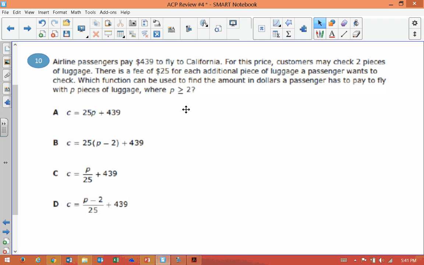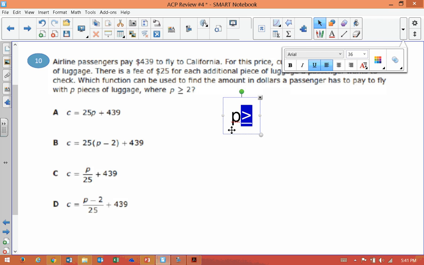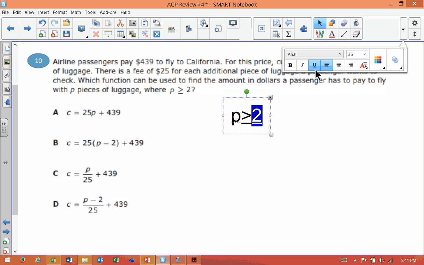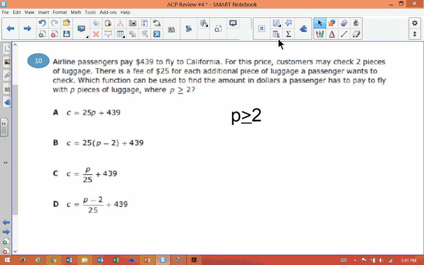Let's look at the values of P. Again, they tell us that P is greater than or equal to 2, and P represents the number of pieces of luggage. So let's actually make a table, and just look at a couple of values for P. That's going to help us sort out what we should be charged. All right, so I didn't want that 2 to be underlined. Got a little crazy there. A table helps us out here though.